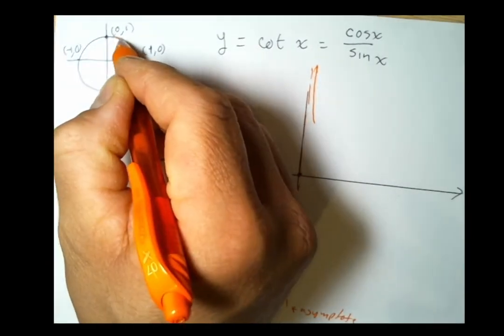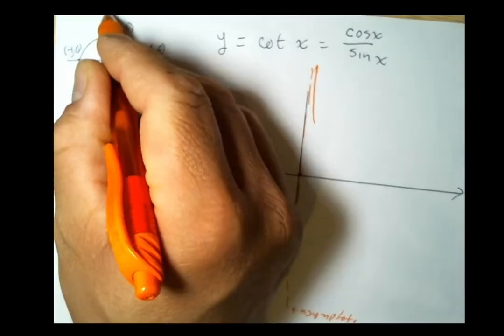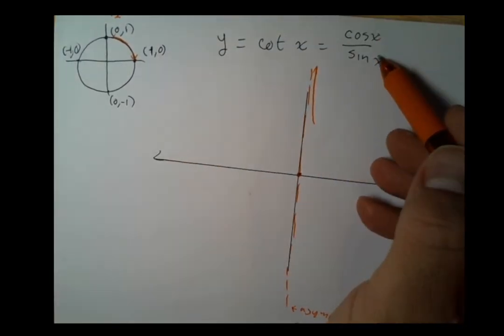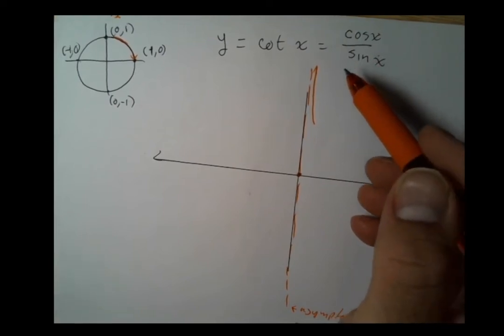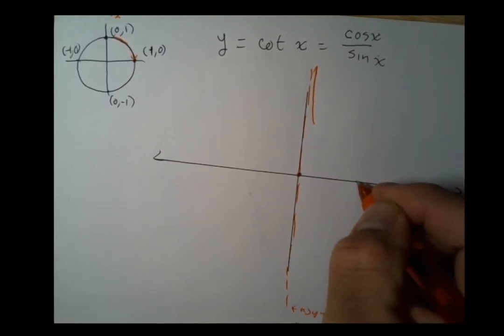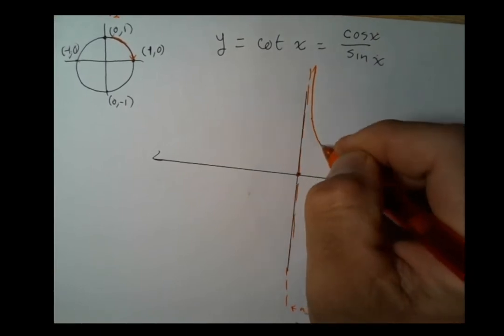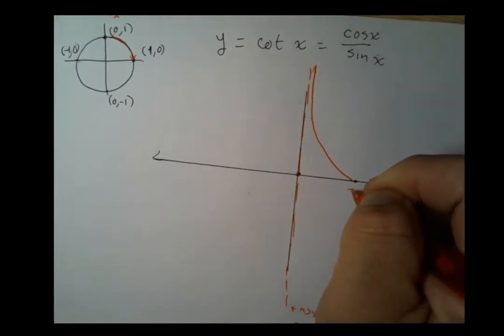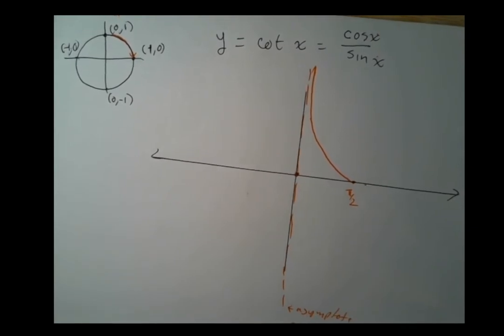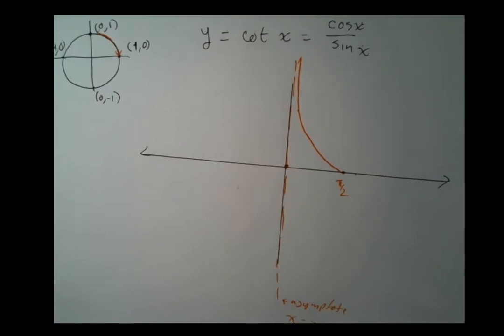But the further away we move from 0 towards pi over 2, now we have 0 in the numerator and 1 in the denominator, which is fine. 0 in the numerator just gives me a value of 0. So at pi over 2, the graph crosses the x-axis.